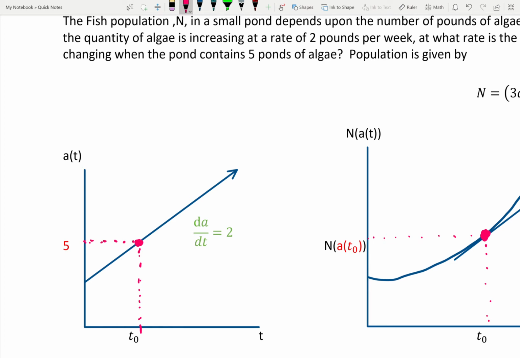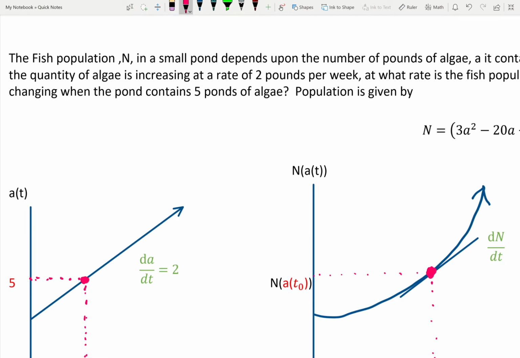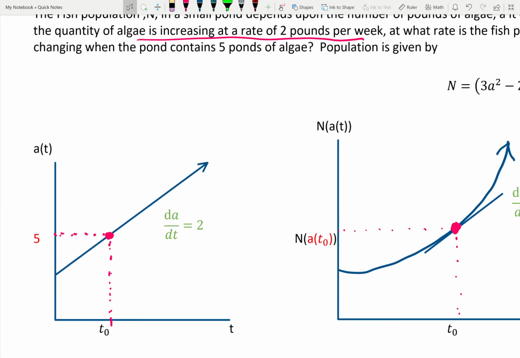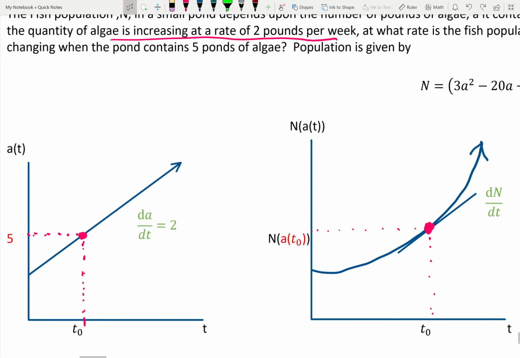And the other thing I'm going to mark is that they tell us that the algae is increasing at a rate of 2 pounds per week. It's increasing 2 pounds per week. Actually, that is dA/dt. It's this guy, the slope of this curve. It's increasing at this rate, so we know that dA/dt is equal to 2. So this is what we're given so far, at least for the A part.